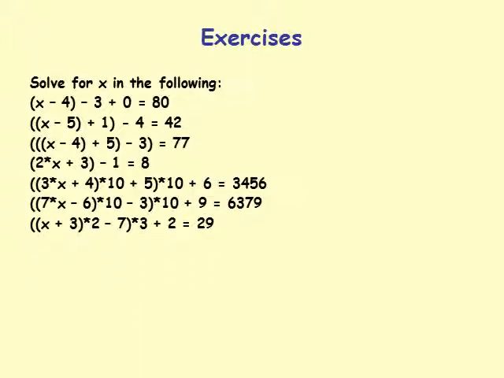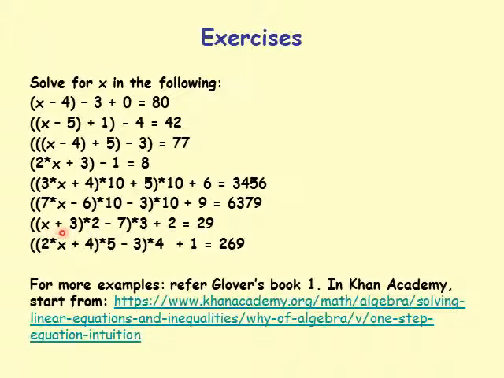X plus 3, the result of x plus 3 multiplied by 2. From that result, we subtract 7. And to that result so far, we multiply by 3. And to that, we add 2, and it equals 29. Next, 2x plus 4, the result of that we multiply by 5. From that we subtract minus 3, and the result of that we multiply by 4, plus 1 is 269.